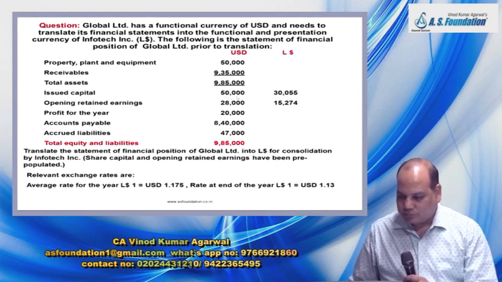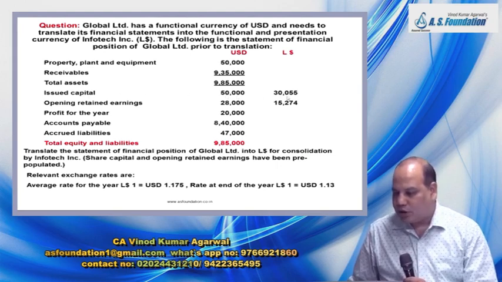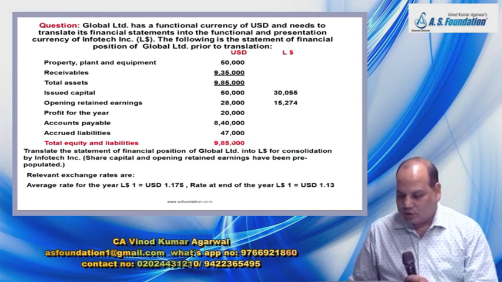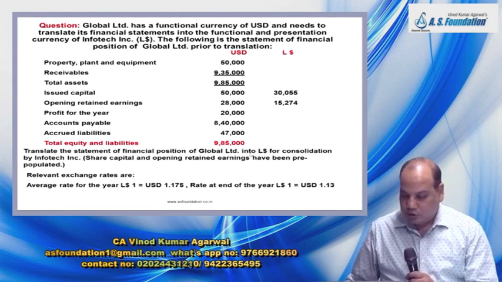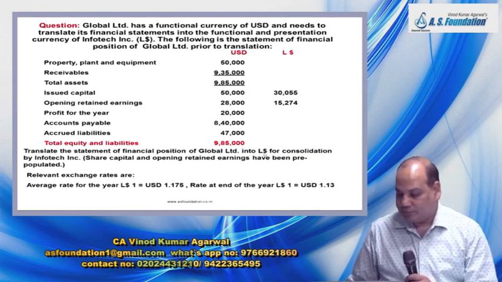What they have done to help you, issued capital they have already converted. So don't convert yourself. Opening retained earning they have already converted. And then the rest. Translate the statement of financial position of Global Limited into L dollar. This is a currency. In many countries they add this dollar. For example, Australian dollar, they write A dollar. For consolidation by Infotech, share capital and retained earning are already pre-populated. That means they have already been converted. So do not convert these two items.